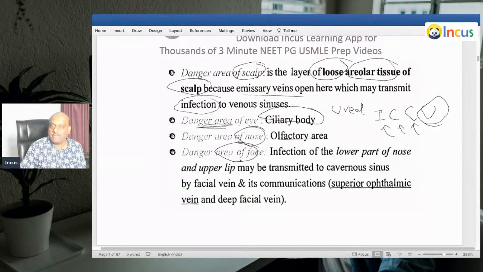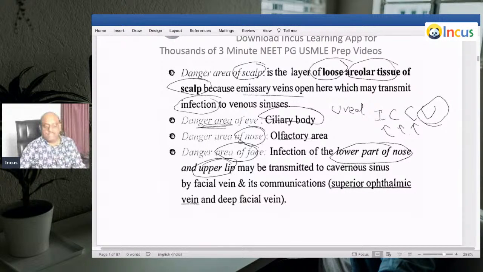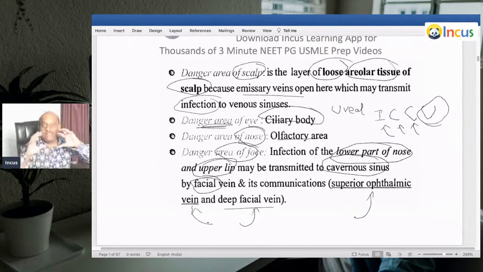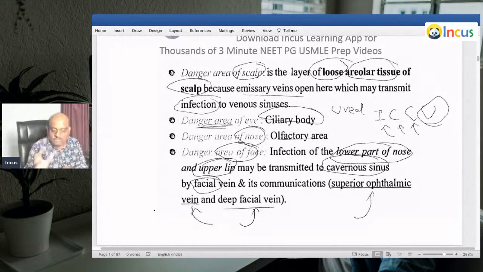The dangerous area of the face is the lower part of the nose and the upper lip, because there is a direct connection to the cavernous sinus, through the facial vein and its communication with the superior ophthalmic vein and the deep facial vein. So that is the reason: dangerous area of the face, superior ophthalmic vein, deep facial vein, cavernous sinus, lower part of the nose, upper part of the lip. That is how you have to remember for tomorrow's exam.